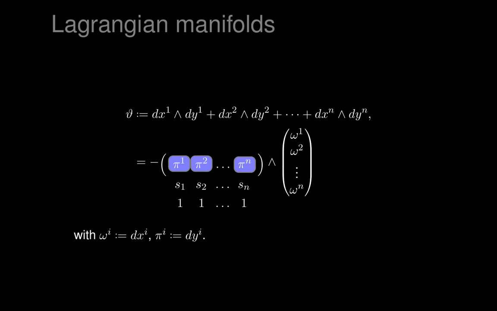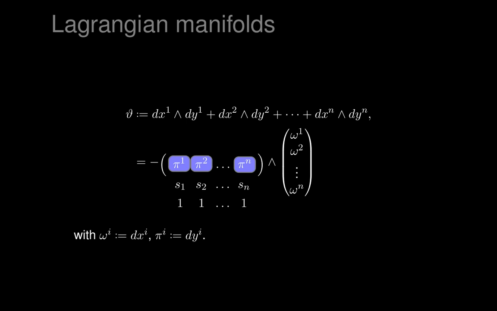Let's calculate characters in a simple example. We'll use this simple example where we only have a single 2-form. Theta is this two-form. There are no theta one-forms, no one-forms to deal with, just a single two-form. And so we write it as a combination of pi's wedged with omegas.